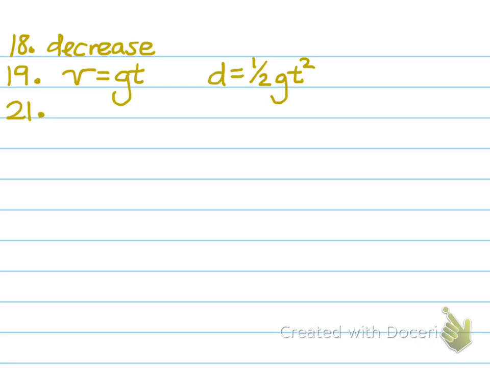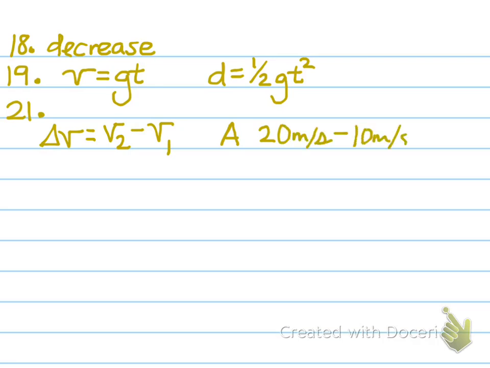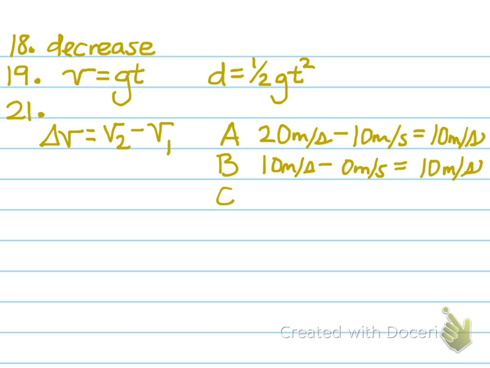So, our change in velocity. Our equation for change in velocity is our second velocity minus our first velocity. So in letter A, we have 20 meters per second minus 10 meters per second, which gives us 10 meters per second as our change. In letter B, which is below it, we have 10 meters per second minus 0 meters per second, which gives us 10 meters per second. So those two will be equal to each other.